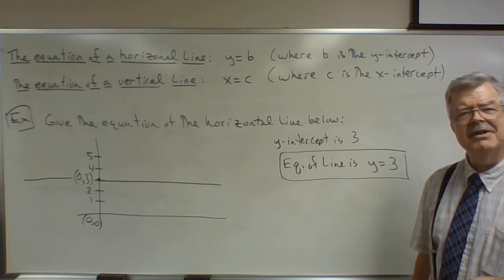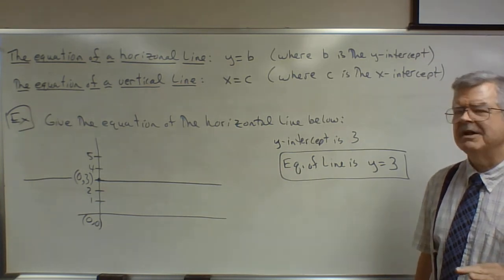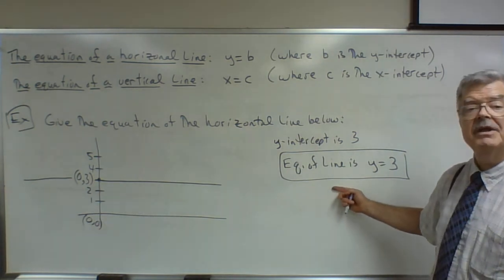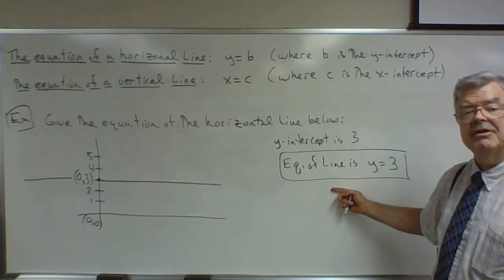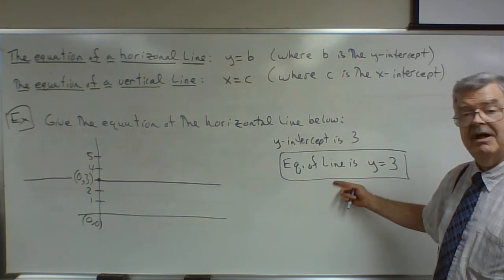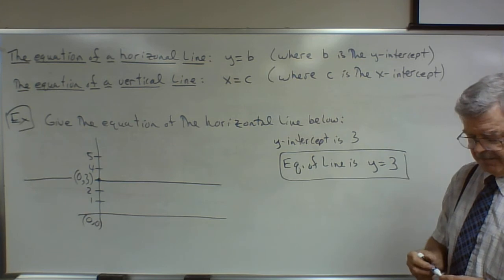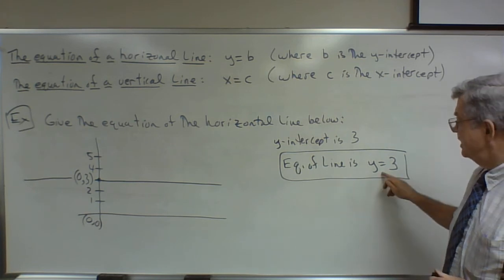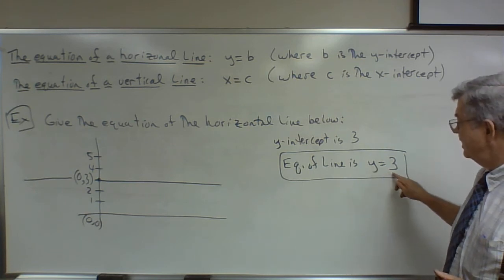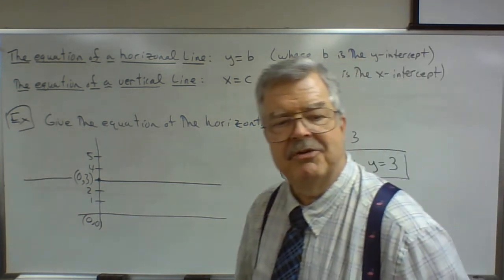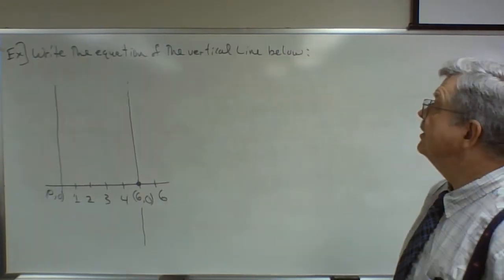Did that seem too easy? It did, didn't it? It seemed so easy that we were almost sure we'd done something wrong. But no, this is exactly how we express the equation of a horizontal line. y equals whatever the y-intercept is. And every point on this line is such that the y-coordinate is 3. Well, that was fun. Let's do another one just like it.